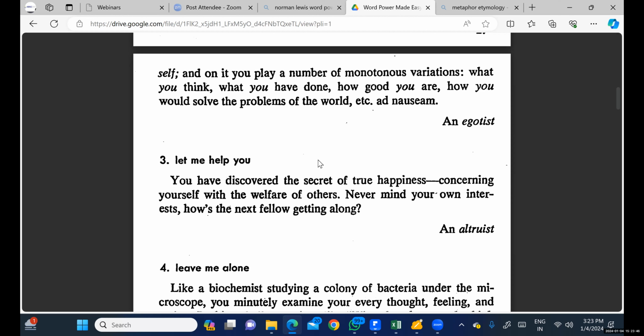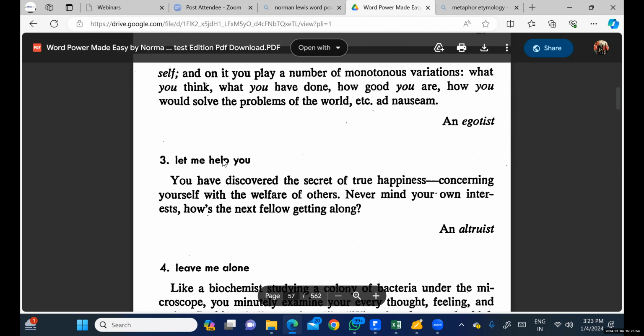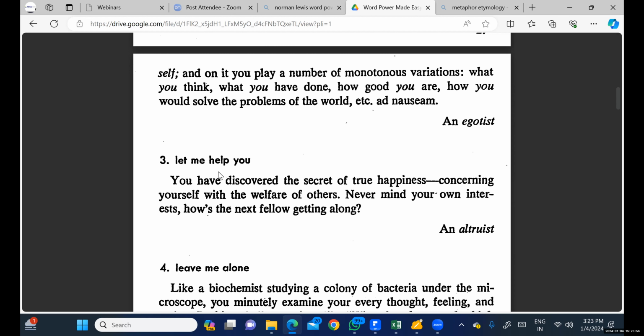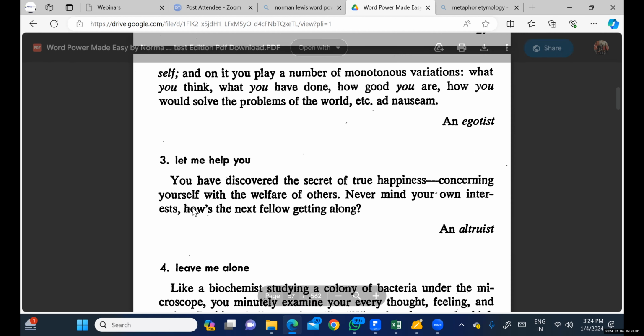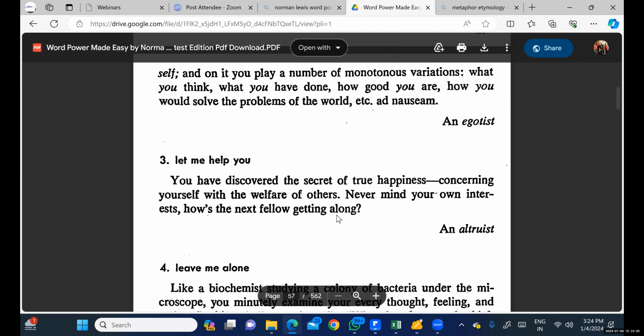Himangi, have you come across any person who just talks about himself? Yes, sir, sometimes. Of course, you don't get them every day. Now, this will help you. Let me help you. You have discovered the secret of true happiness, concerning yourself with the welfare of others. Never mind your own interest.